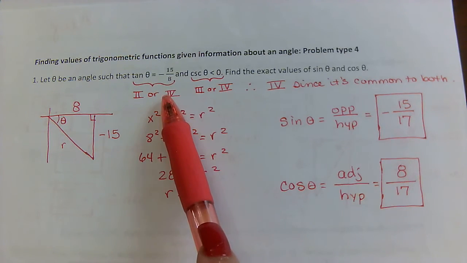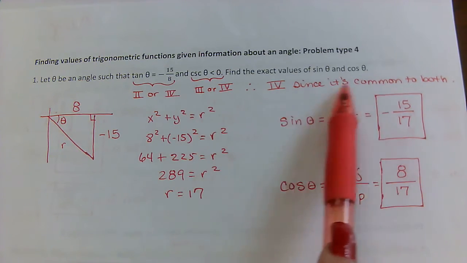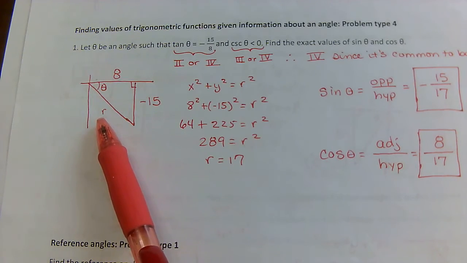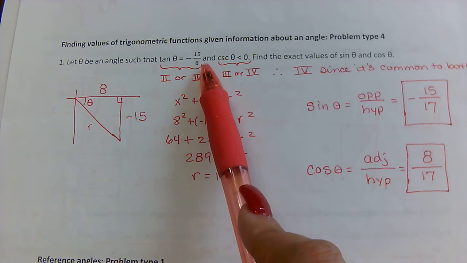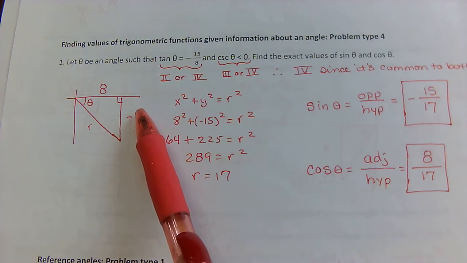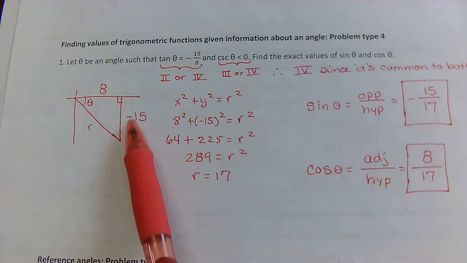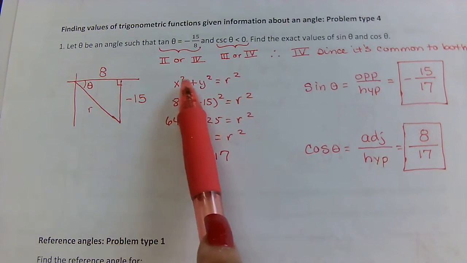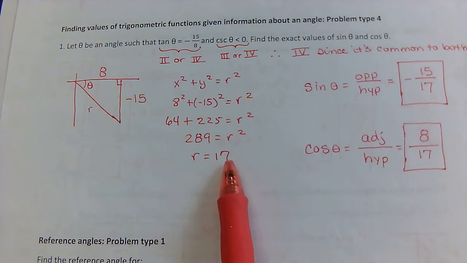So since in quadrant 4 tangent is negative and cosecant is negative, we're going to choose quadrant 4 to draw our triangle. So here's our triangle. Tangent, if you remember, is opposite over adjacent. So opposite 15, adjacent 8. You can assign the negative to your y value because y is negative in quadrant 4. Once you have those two labeled, you can go ahead and solve for r. In this case, r will be 17.